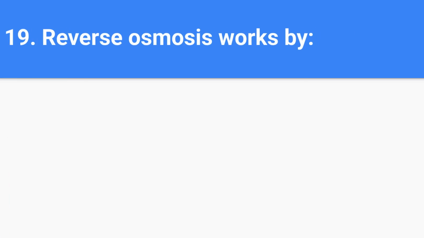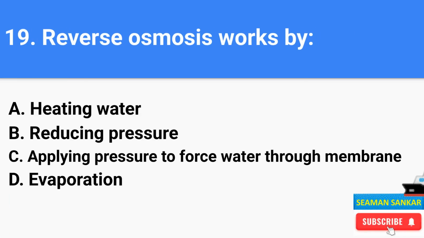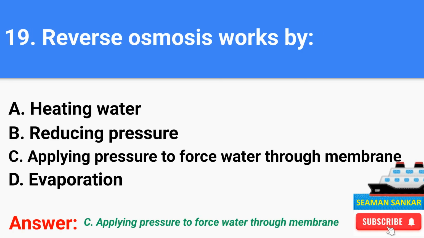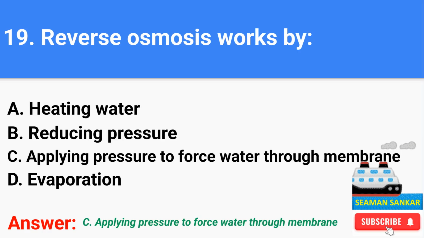Question 19. Reverse osmosis works by A. Heating water, B. Reducing pressure, C. Applying pressure to force water through membrane, D. Evaporation. The principle of reverse osmosis is C. Applying pressure to force water through a membrane.